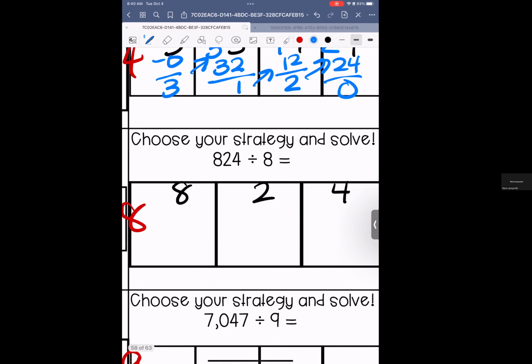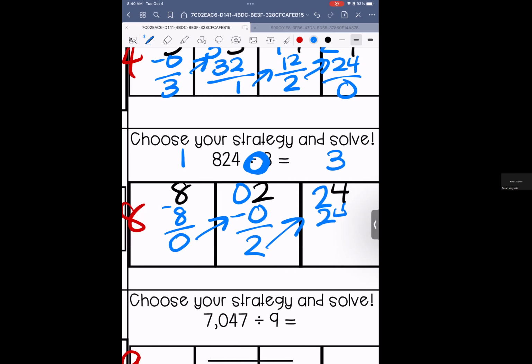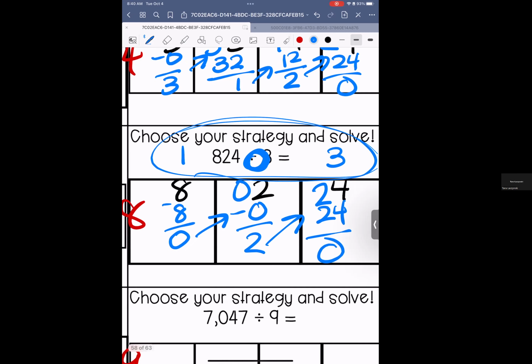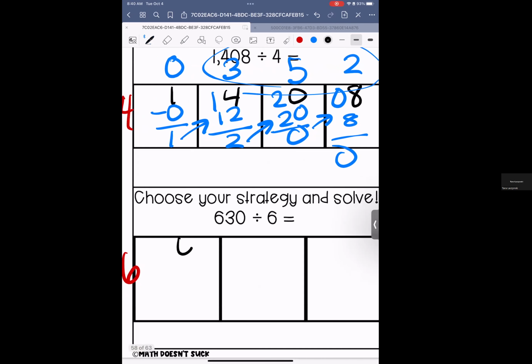Halfway through, my friends, this one is 824 divided by 8. 8 goes into 8 one time because 1 times 8 is 8. Subtract for 0. It does not go into 2. But when we bring it next door for 24, it goes in 3 times on the nose, nothing left. Our answer is 103.